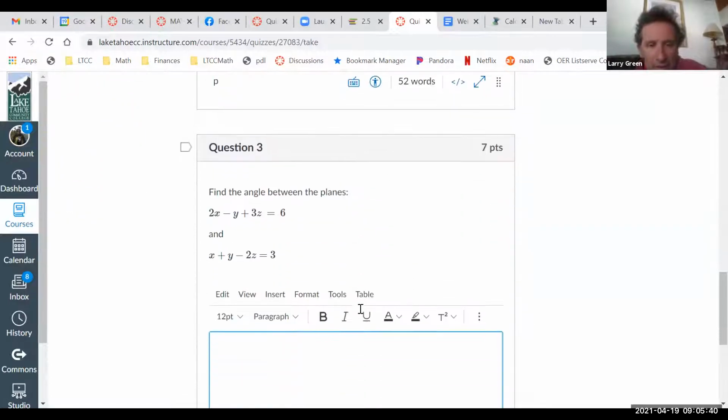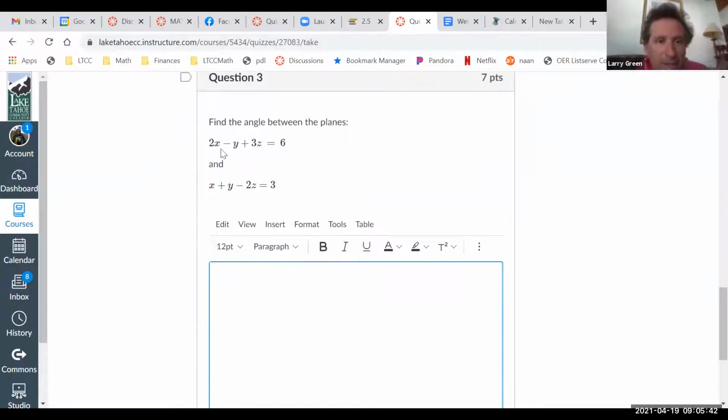Okay, let's do the third one. Find the angle between the planes 2x minus y plus 3z equals 6, and x plus y minus 2z equals 3. Okay, so we have two different planes. We want to find the angle. So what do we need to find first before we can even jump at the angle? What do we need to get out of these two planes? Yeah, two vectors, but in particular the normal vectors.